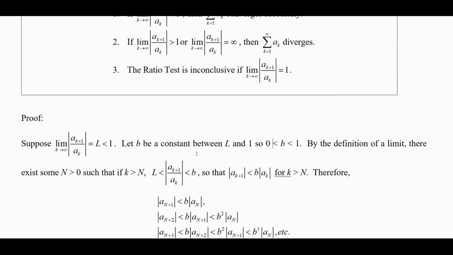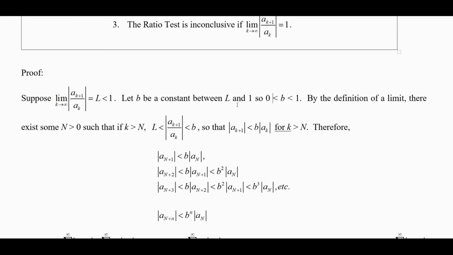Okay, same kind of thing that we had up here. If this limit is L, the ratio has to be close to L. How close? Well, at least closer than b is, so it has to be in between there.